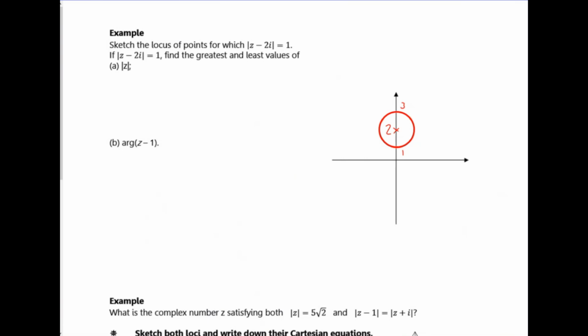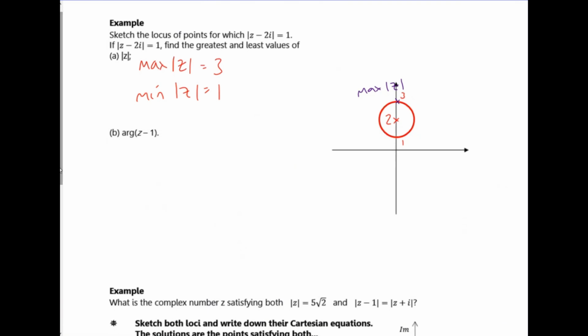So the furthest away from the origin, the maximum value of modulus of z, is basically this point up here. This is the point furthest away from the origin. So this is just 3. You can see that there. I mean, you can work it out as the distance from the origin to the center plus the radius. And the minimum value of modulus of z is just 1. That's the distance from the center to the origin, take away the radius. But the interesting one this time is this argument.